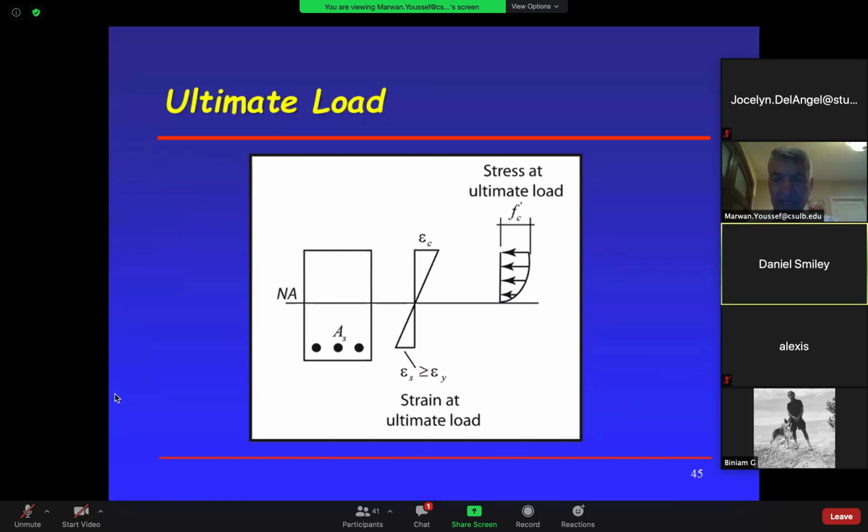Oh, Professor? Yes. Can you just explain the difference to me again between the epsilon y and epsilon s? Yes, no problem. Please ask any questions as many times as you like. The epsilon s is, first of all, let's start with the epsilon c. This beam is getting loaded. It's going to be tension at the bottom, compression at the top. And we will continue repeating that forever.